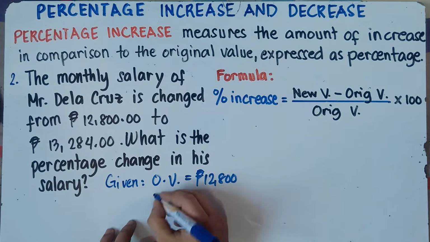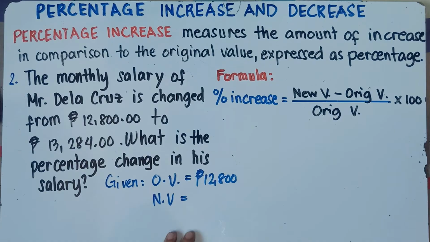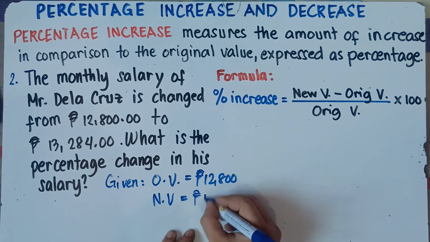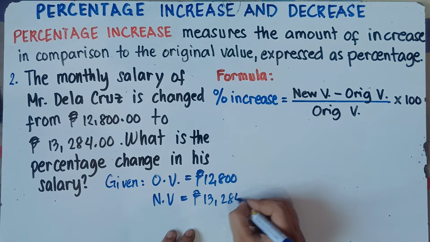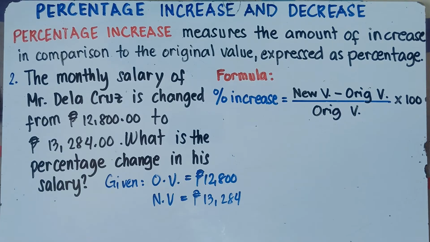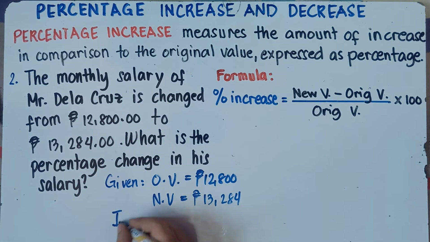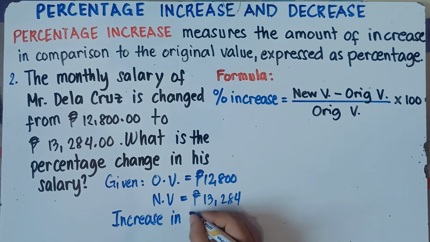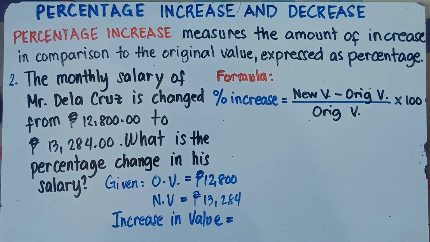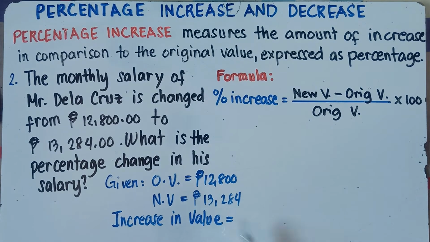And the new value, so new value, that would be 13,284. Alright, and the increase in value, just in case, class, the teacher will ask what would be the increase in value. Increase in value. So what would be the answer, class?